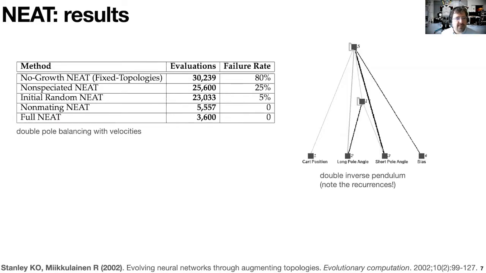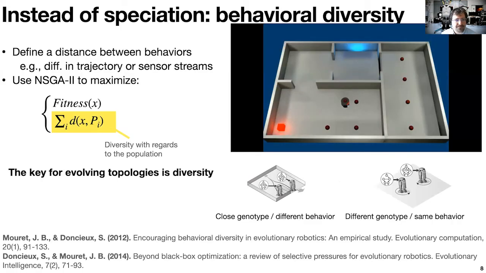But what's important to see here is that what really matters for NEAT is the speciation. So it's the protection of the novel architectures. We can actually enforce this differently. So instead of speciation, we proposed something a long time ago called behavioral diversity. So instead of defining a distance between neural networks, which as we said before is quite complicated and NEAT solves it with innovation numbers, it's not really what matters. What matters is that the behaviors are different.